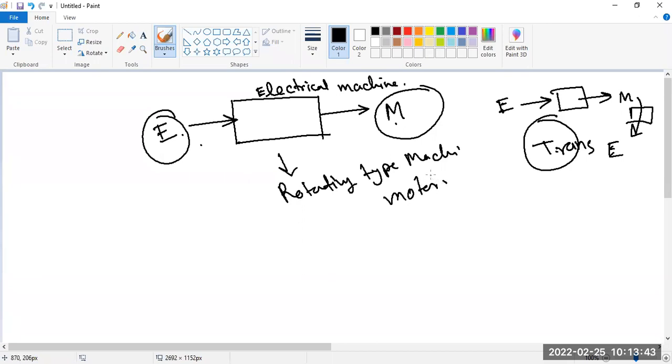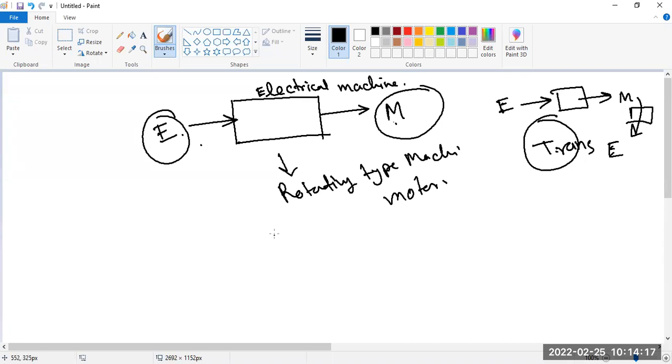So from these things we can understand what a machine is. A machine is a device that converts one form of energy into another form of energy. But in electrical engineering, we are generally talking about electrical energy converted into mechanical energy, or sometimes electrical energy converted into another form of electrical energy. So this is what we call a machine.